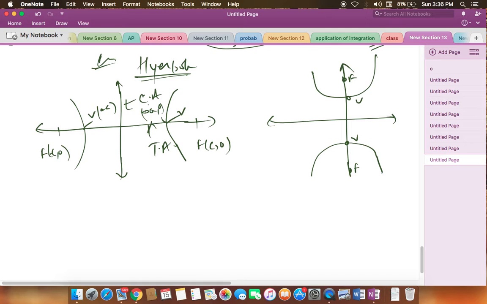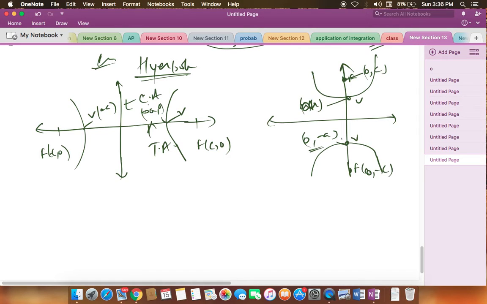Okay, here we don't have much relevance of this b. Okay, 0 comma c, and your vertices out here will be 0 comma a and 0 comma minus a.